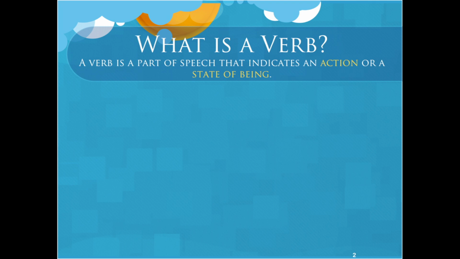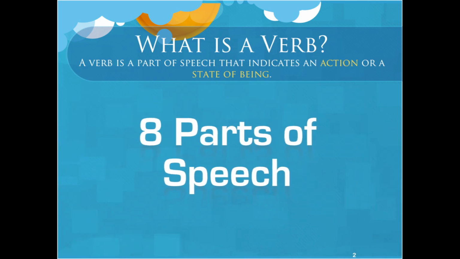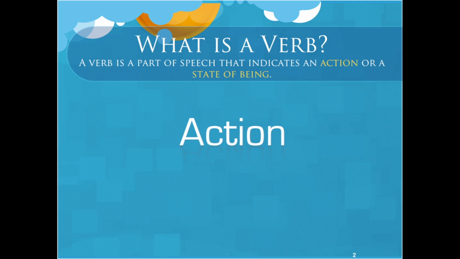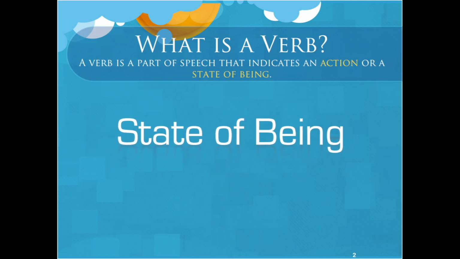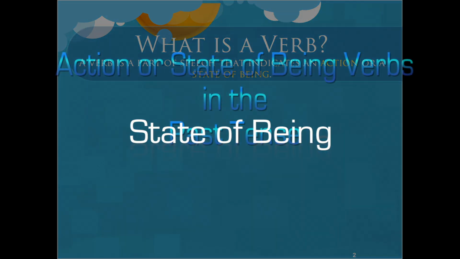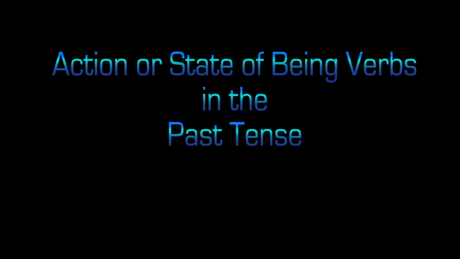Yes, Gail. But first, let's remember what a verb is. That's good. A verb is a part of speech, and there are a total of 8 parts of speech. The verb expresses an action or state of being. That's right, Betsy. Let's look at some examples of action and state of being verbs in the past tense.